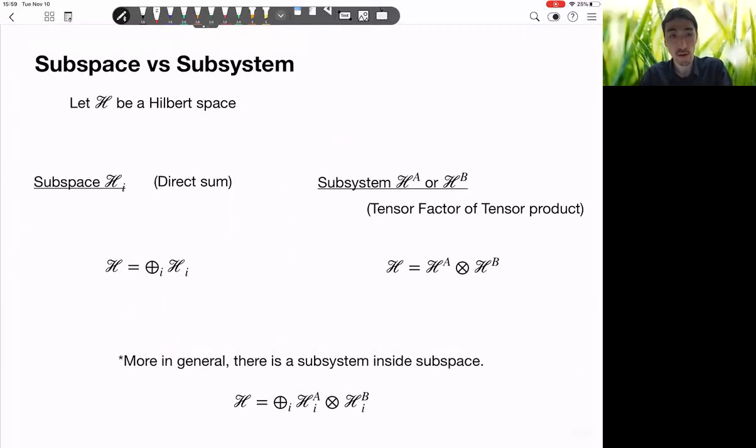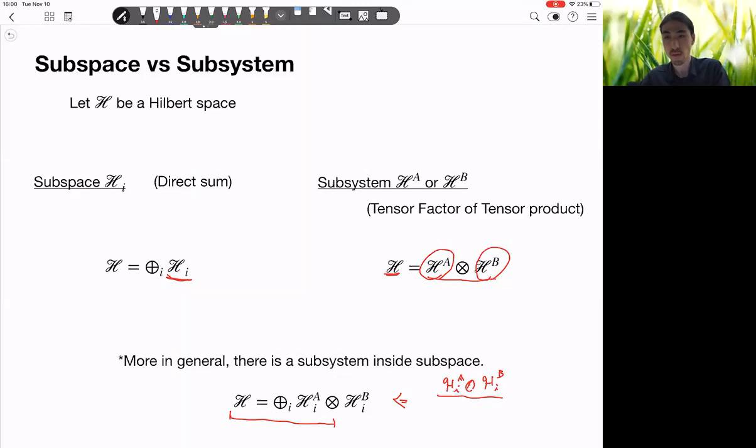subsystem are. For subspace, we consider a direct sum of H_i, and each H_i is considered a subspace. For subsystem, we consider a tensor product structure of the Hilbert space, and if the Hilbert space has this structure, we say that H_A is a subsystem, or H_B is a subsystem. More generally, you can consider combinations of subsystem and subspace in the following expression. H_i^A tensor H_i^B, for a certain i, can be considered a subspace, and then H_i^A or H_i^B can be a subsystem. Now, if the dimension of H_i^B is 1, or trivial, then this structure just reduces to a direct sum of subspaces.